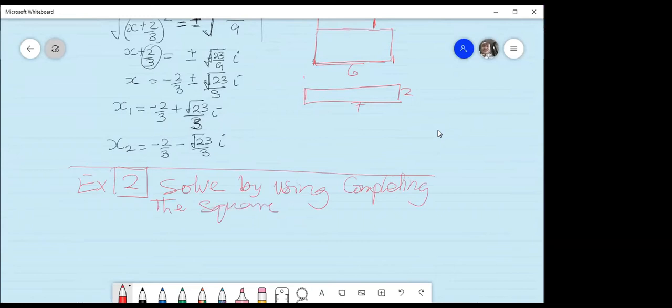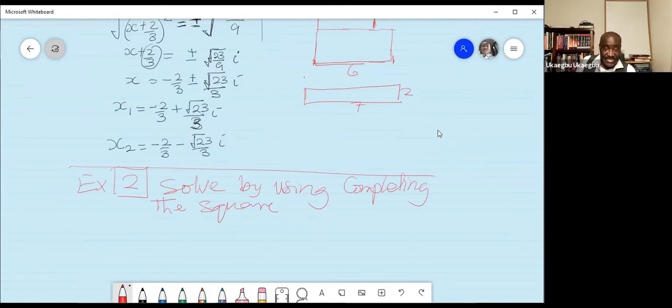Hey, Mr. Cable, can we use a different method, because this method is really tedious? Yes, we are going to use a formula eventually, but for this class today, we have to use completing the square.